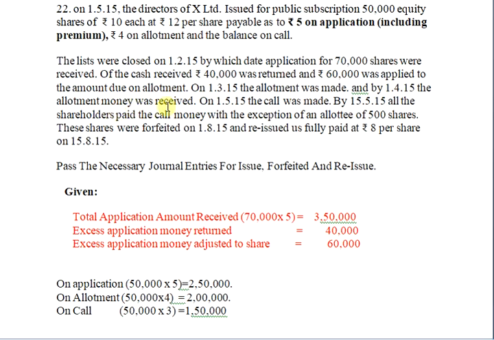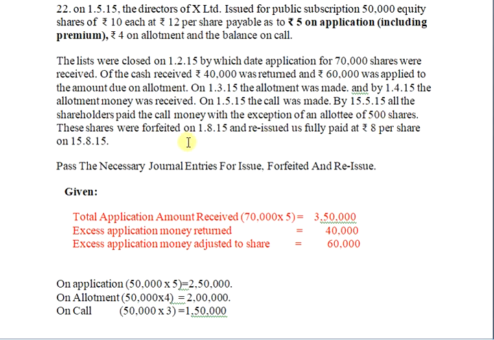allotment money was received. On which date are we receiving allotment money? On 1/4/2015 we are receiving the allotment money. On 1/5/2015 the call was made. By 15/5/2015 all the shareholders paid the call money with the exception of an allottee of 500 shares. For all the shares, the entire 50,000 shares, we have received the final call amount, but we didn't receive it on how many shares? 500 shares. That means on 49,500 shares we received the call amount.